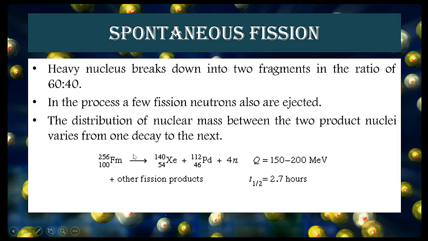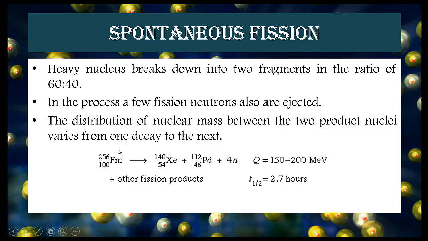So here you can see we have the heavy nuclei. They will break into two fragments in the ratio of 60 to 40. So not 50 to 50, 60 to 40 ratio. So here a few neutrons also will be ejected. The nuclear mass between the two product nuclei will vary according to the process.